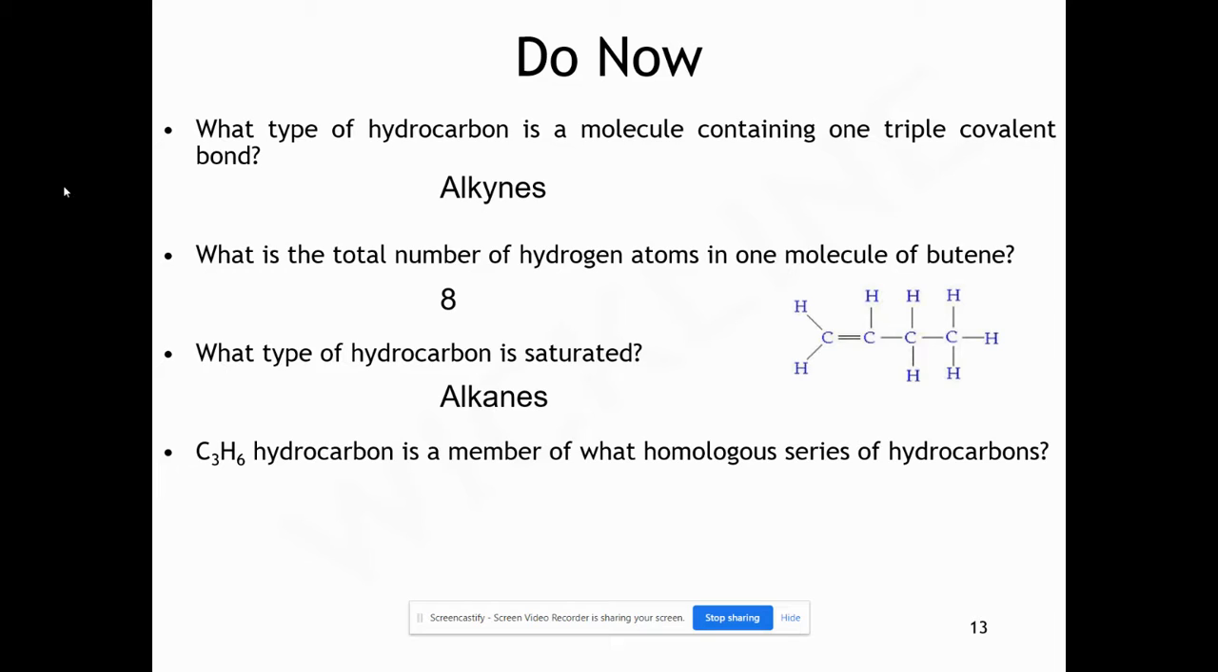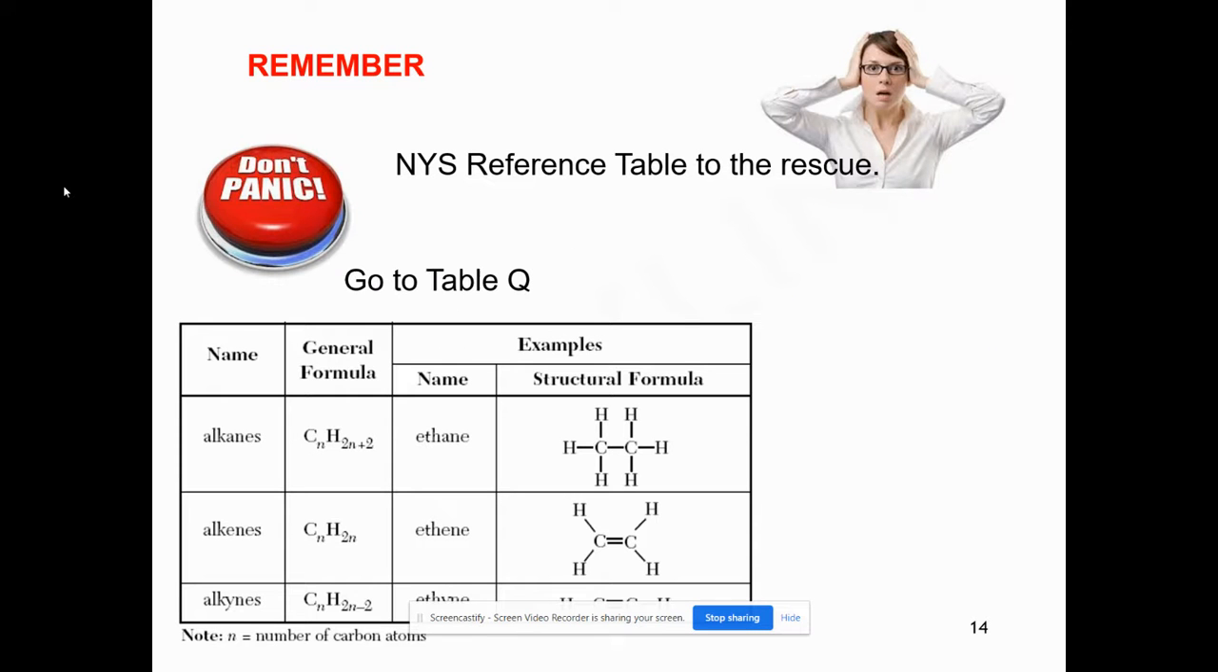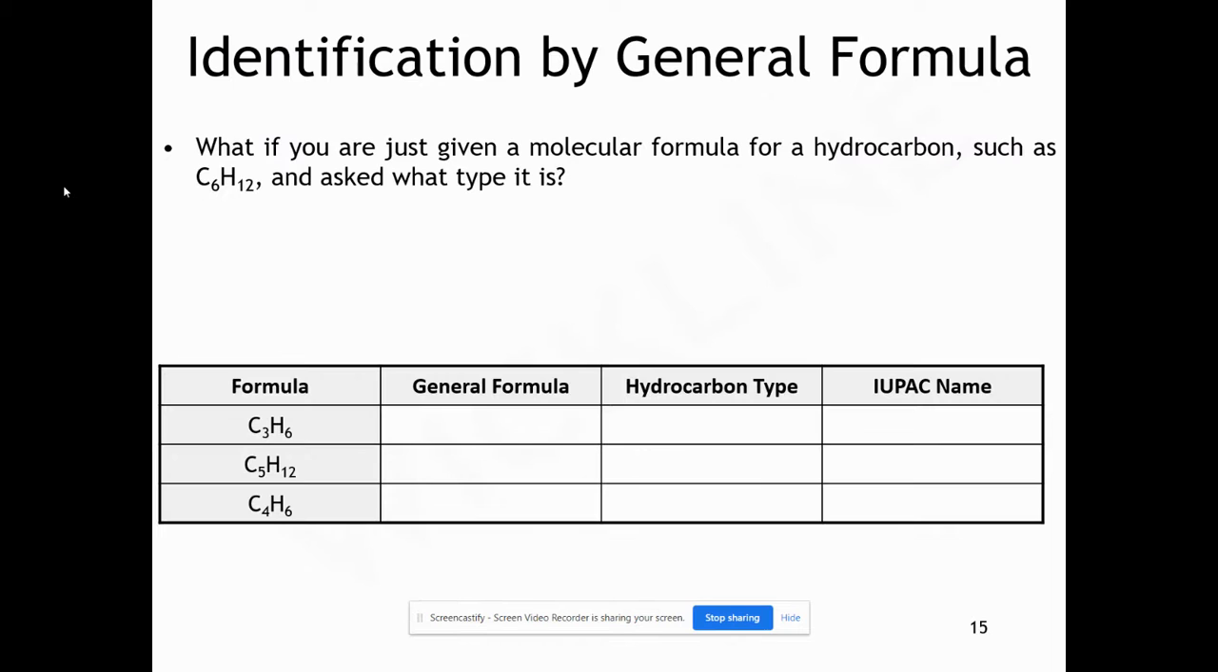C3H6. Again, you go to your reference table. You look up that right there. It's alkenes. Good. Again, table Q is your best friend in all this. This is all reference table. So you're happy. The identification by general formula.